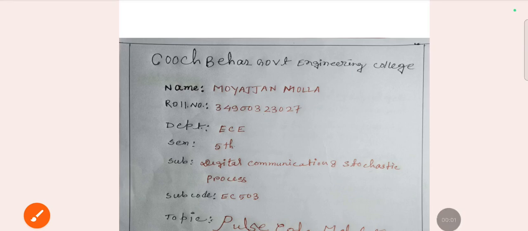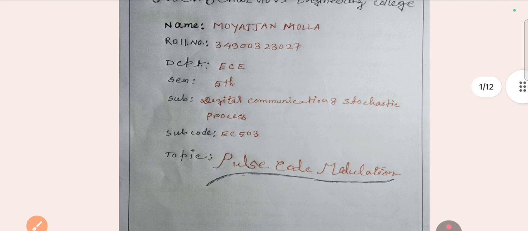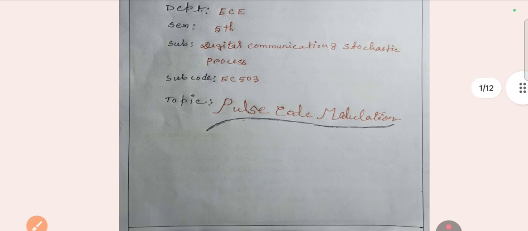Sir, myself Mohchan Molla. My roll number is 34900323027. Department: Electronic Communication Engineering. Today I will discuss pulse code modulation.